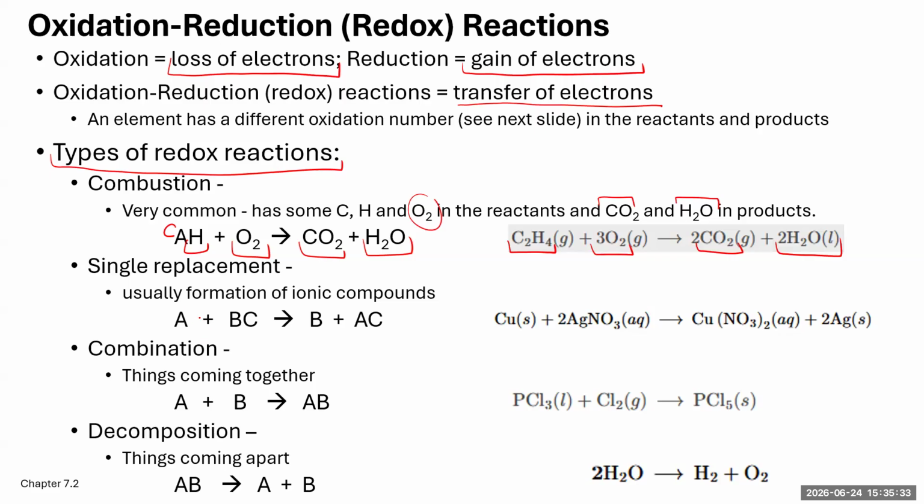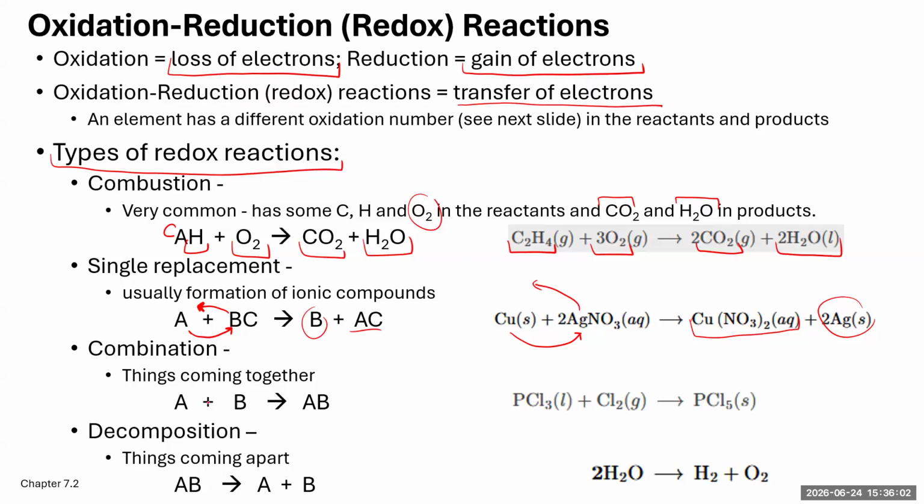We also have single replacement reactions. It's usually the formation of ionic compounds. So what's going to happen here is this A is going to kick B off. Not necessarily kick it off, but A replaces B, and now B is by itself, and you have A. Well, this happens here. Look. Cu, which is copper, replaces silver. Silver is now by itself, and copper is with nitrate.